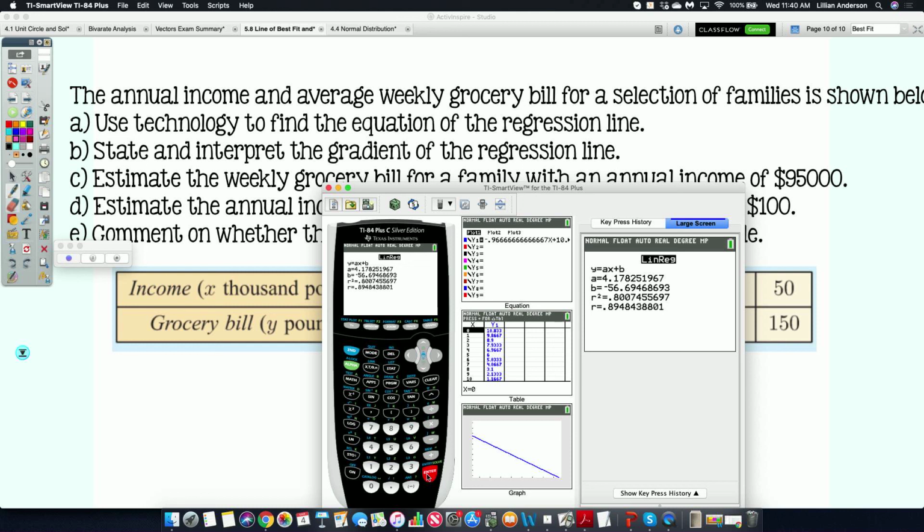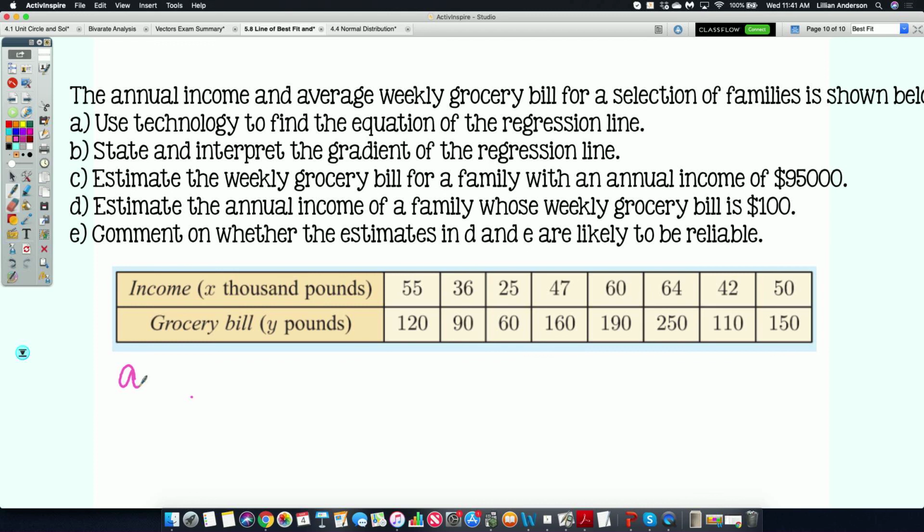Your a is given to you, your slope, and your b, your y-intercept, is given to you. And you round that to 3 significant figures. So what's a? So 4.18x. And what's b? And then that's my b. So that is the equation for my regression line. Okay? It's the equation for my regression line. Questions on that?